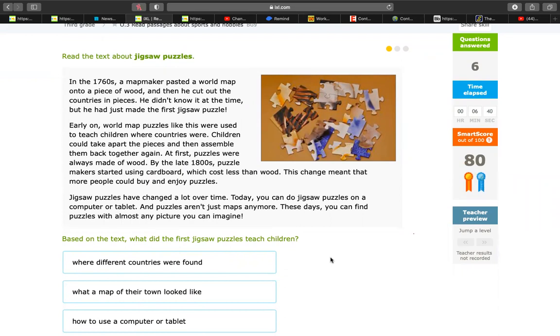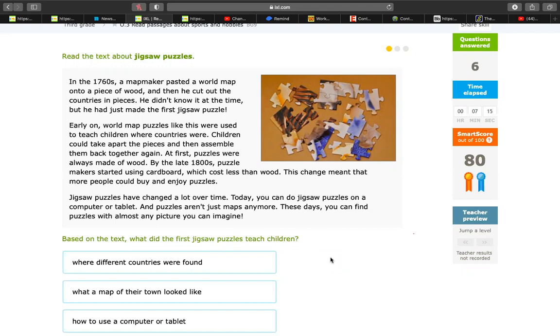In the 1760s, a map maker pasted a world map onto a piece of wood, and then he cut out the countries in pieces. He didn't know it at the time, but he had just made the first jigsaw puzzle. Early on, world map puzzles like this were used to teach children where countries were. Children could take apart the pieces and then assemble them back together again.